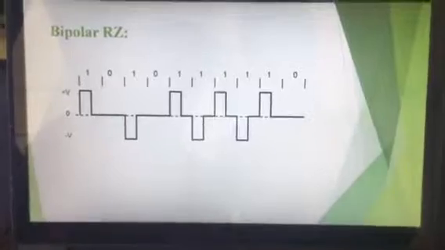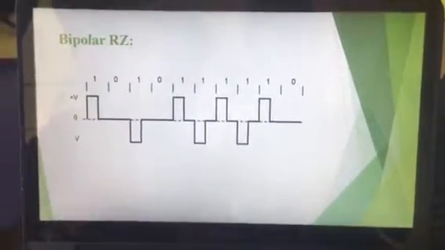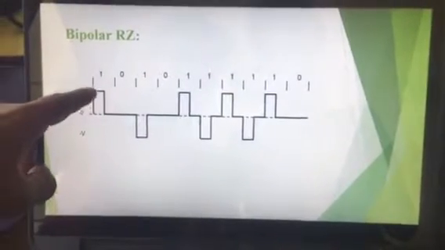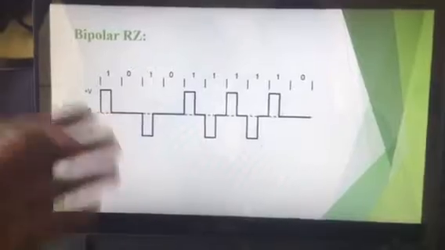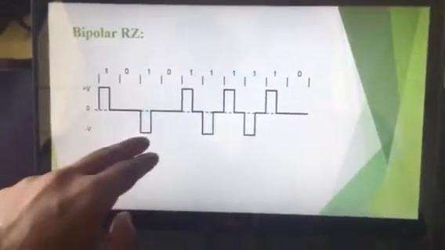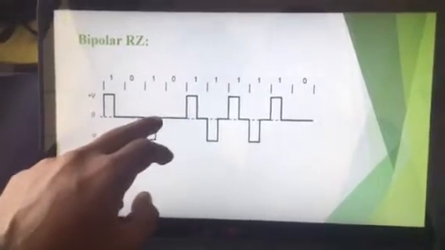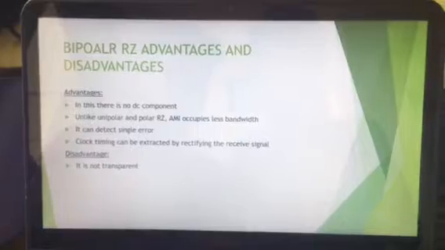Next, coming to bipolar RZ, as I said, in RZ for every clock pulse it has to return to 0 at each half clock pulse. So you can see that 1 is encoded as positive voltage for half of the clock pulse and then it returns to 0. 0 is encoded as 0 and the next 1 is inverted to that of the previous one, but it is encoded up to only half a clock pulse and then returns to 0 again. These are the advantages and disadvantages of bipolar RZ.